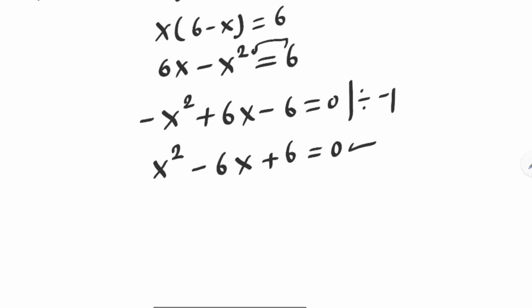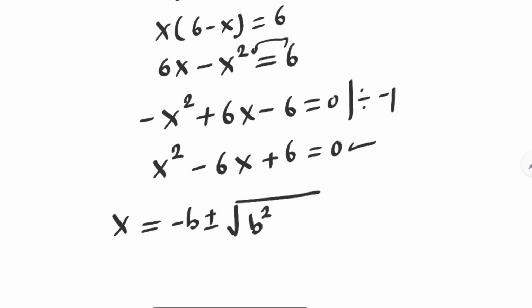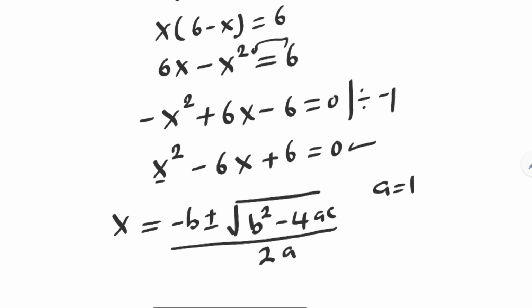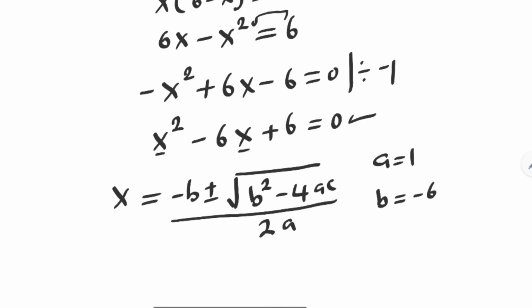Our quadratic general formula is given as x is equal to minus b plus or minus square root of b squared minus 4ac over 2a. Then from this equation, a is equal to 1, which is the coefficient of x squared. b is equal to minus 6, which is the coefficient of x. And then c is equal to 6, which is the constant here.